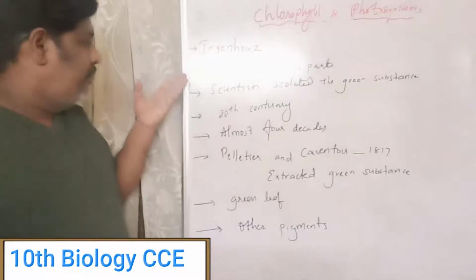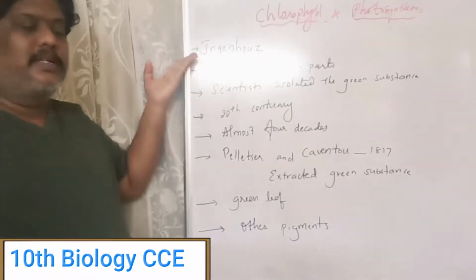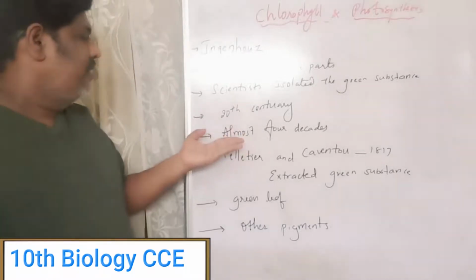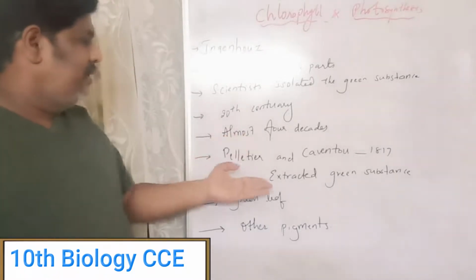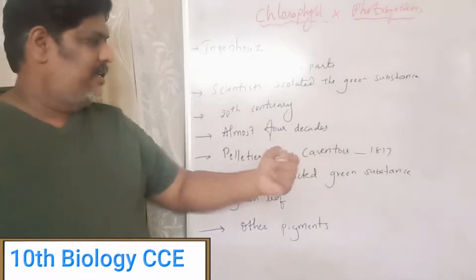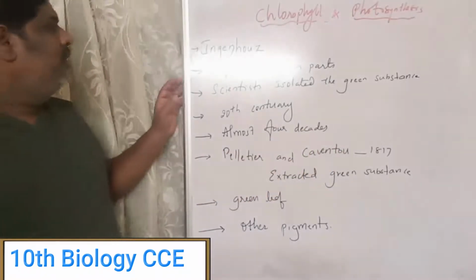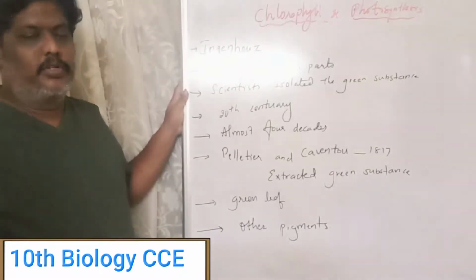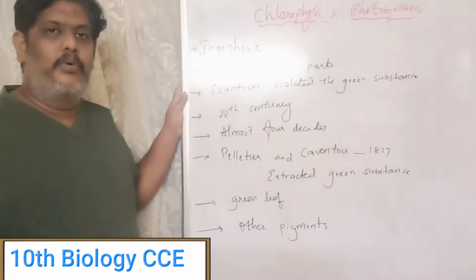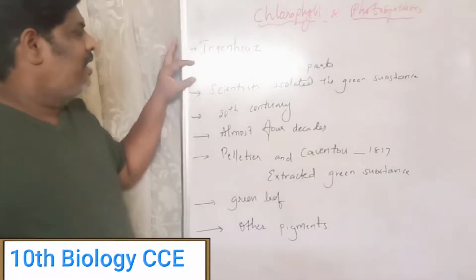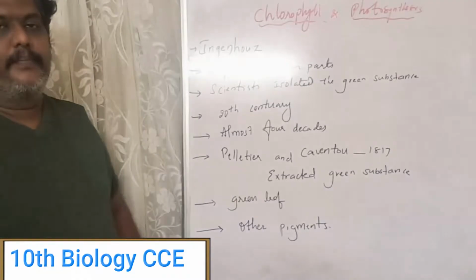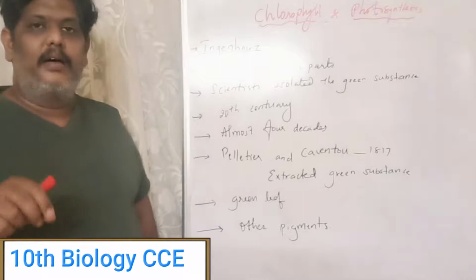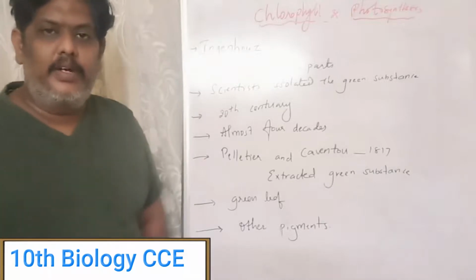Engine House proposed a theory, and after almost 4 decades, in the year 1817, Engine House proposed that the green parts which are present in the leaf are able to prepare the food material.